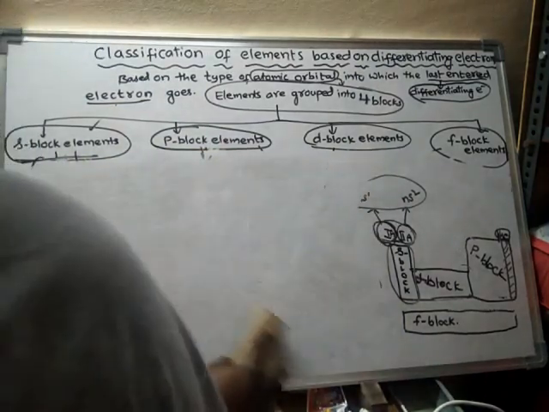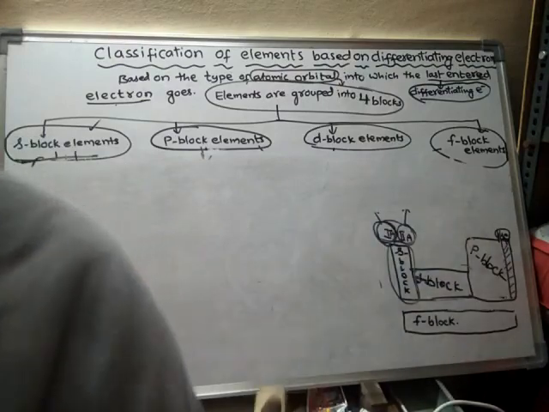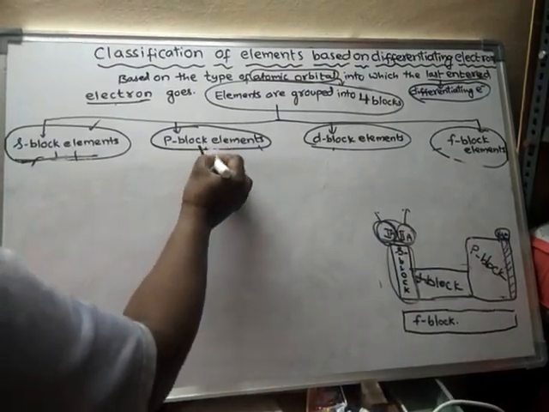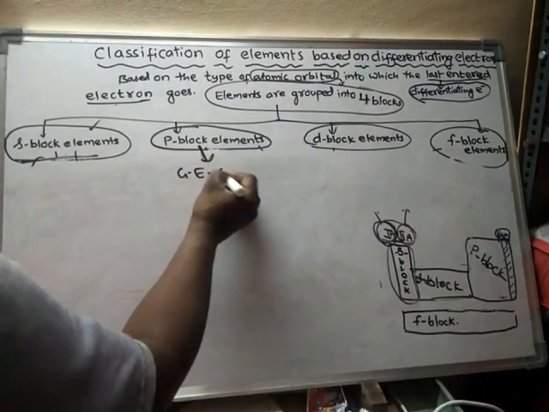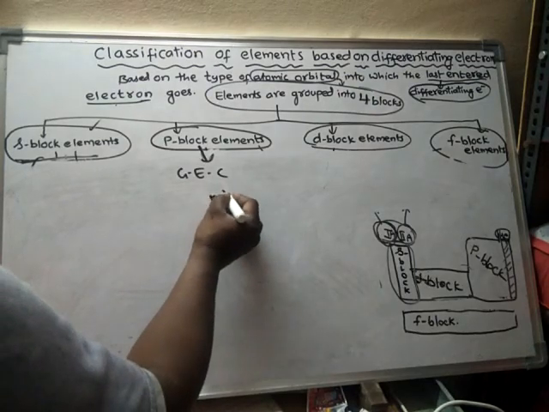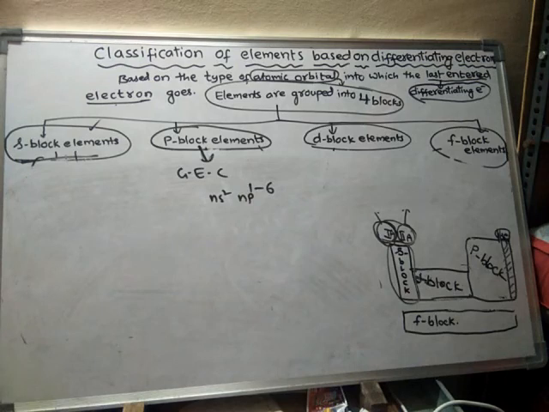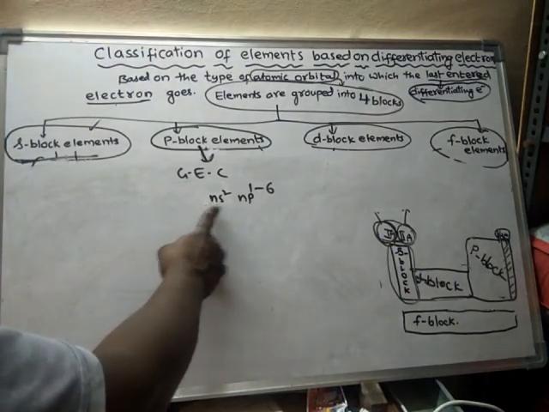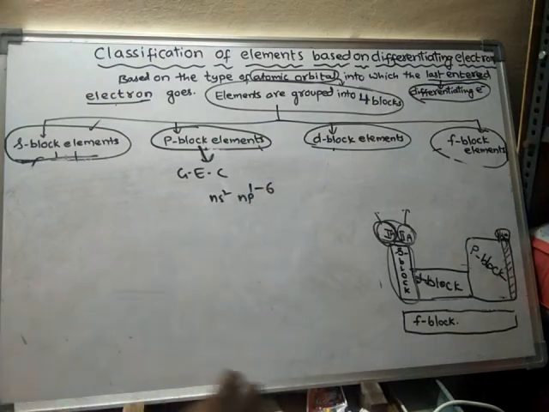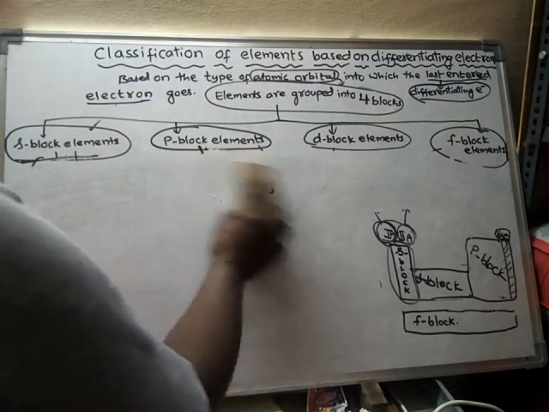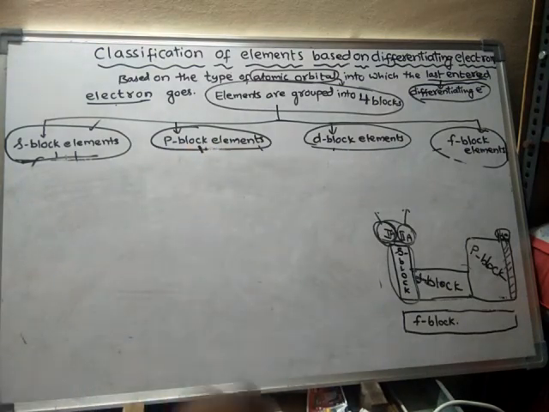Now D block elements we will see. For P block elements, the general electronic configuration will be ns2 np1 to 6. Okay, right. Now let us learn about D block elements.